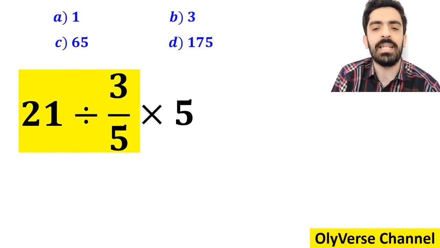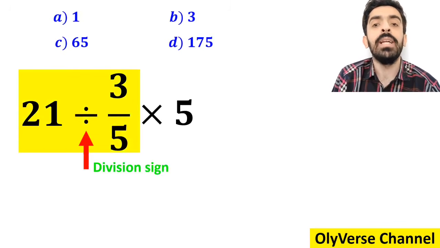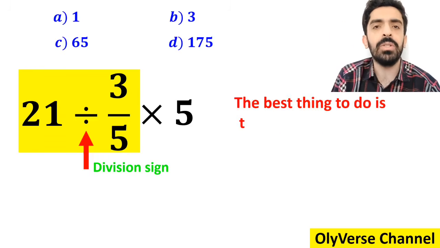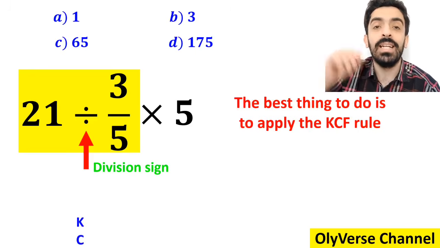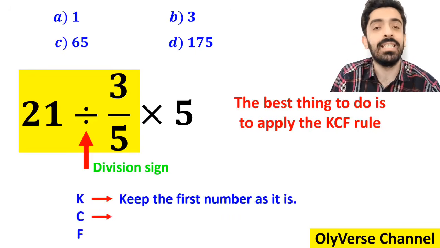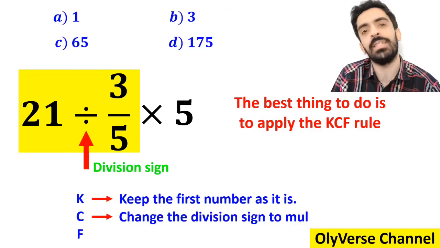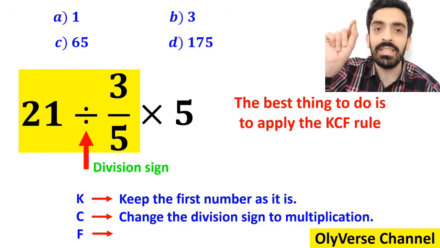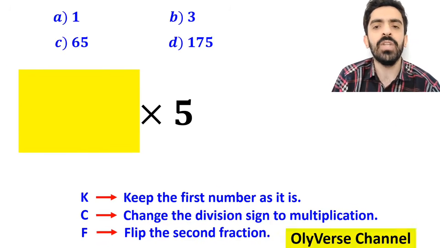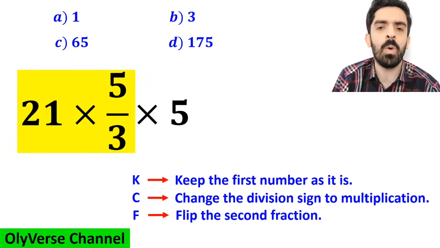So, first we start with the expression 21 divided by 3/5. Okay, whenever we come across a division sign between two terms, the best thing to do is to apply the KCF rule. In this rule, K stands for keep the first number as it is, C stands for change the division sign to multiplication, and F stands for flip the second fraction. So, we remove the highlighted part and replace it with 21 multiplied by 5/3.